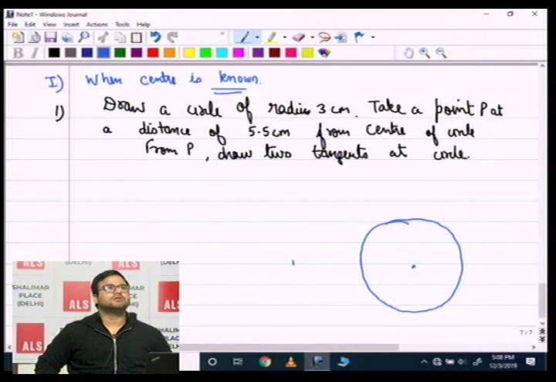CC4, Itanagar, Shillong. Draw the circle of radius 3 centimeter.